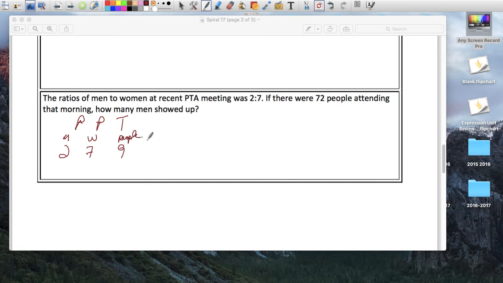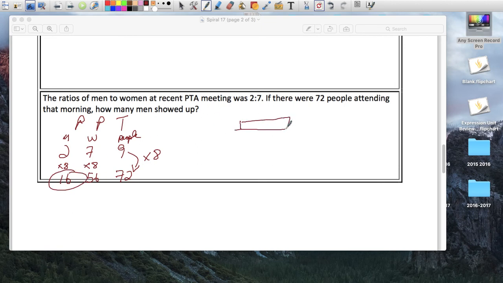At the PTA meeting there were 72 people, so 72 will go not under men, not under women, but under total. What's the relationship? Times 8. So here it's going to be times 8, and this one's going to be times 8. 2 times 8 is 16, 7 times 8 is 56. So 16 men show up, 56 women will show up, and that will give us a total of 72. Do they actually add up to 72? Yes, they do, so you know it's correct. So how many men showed up? 16.